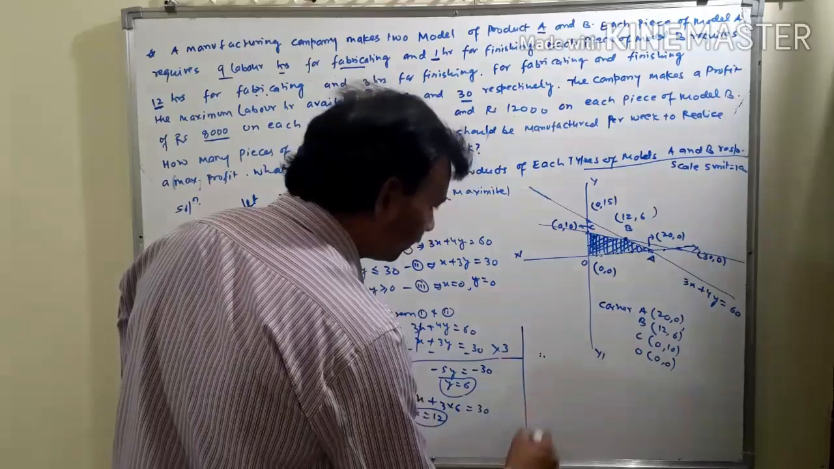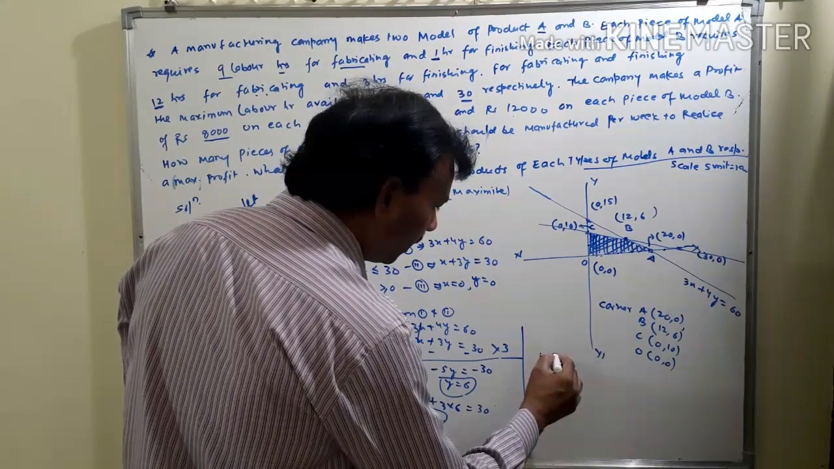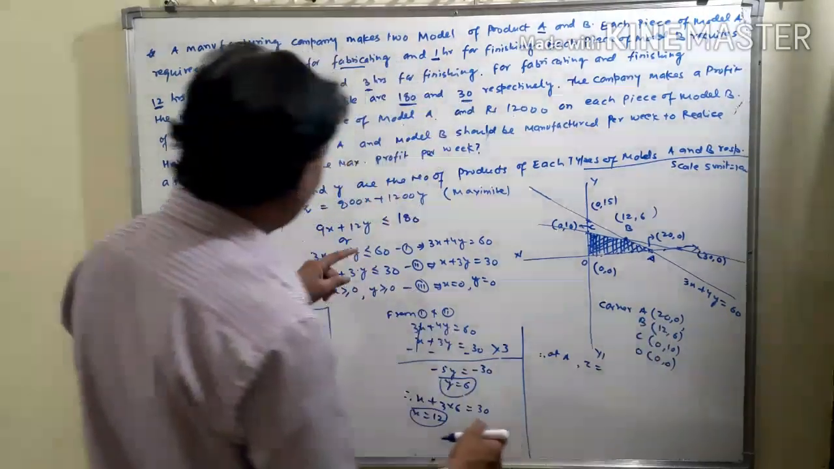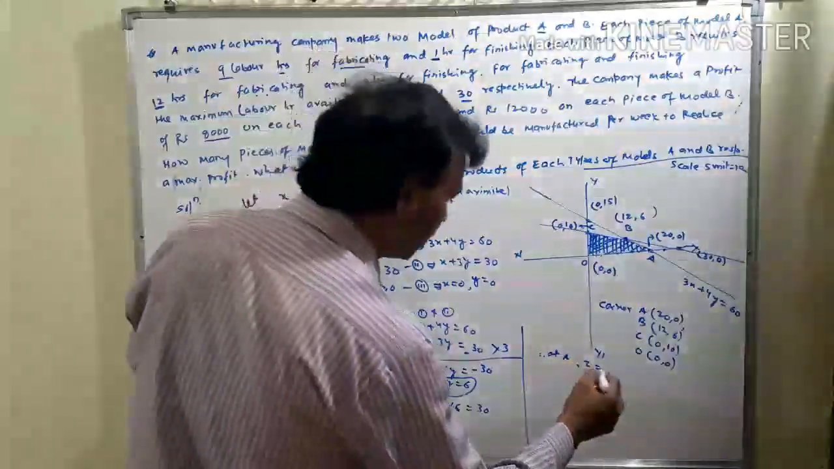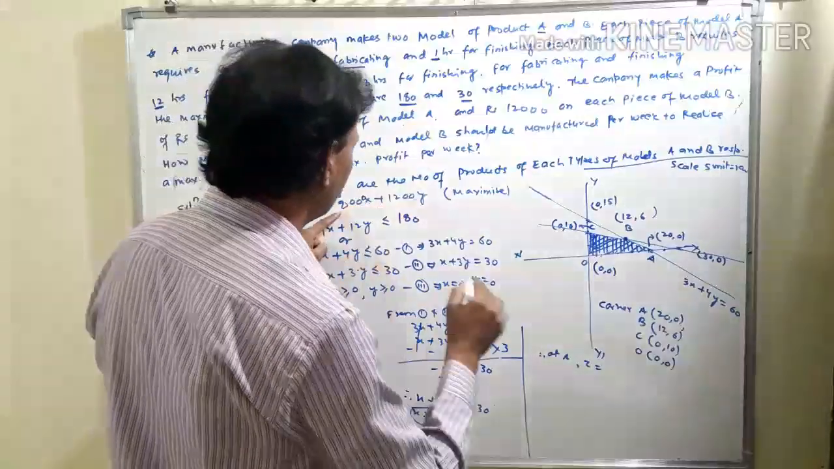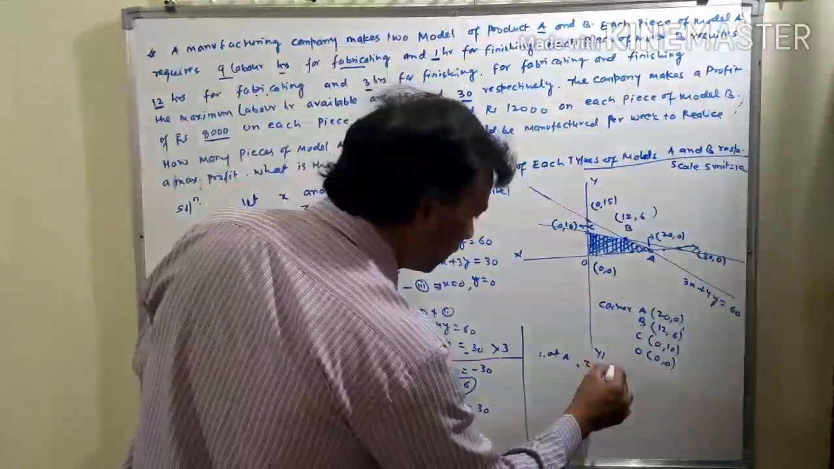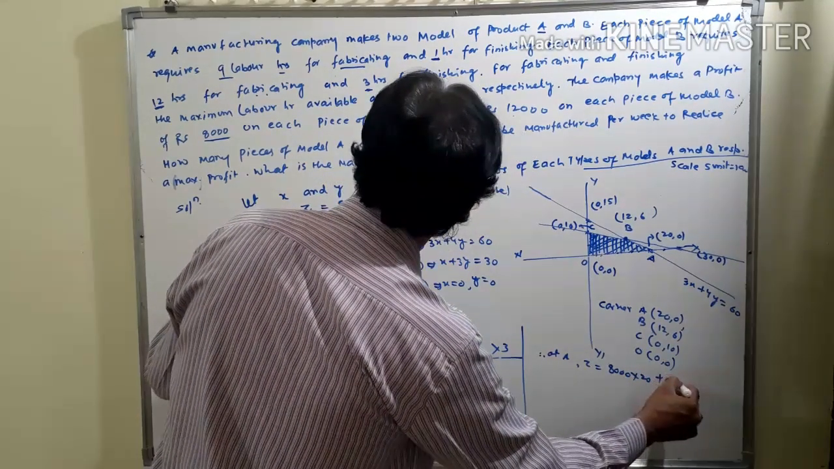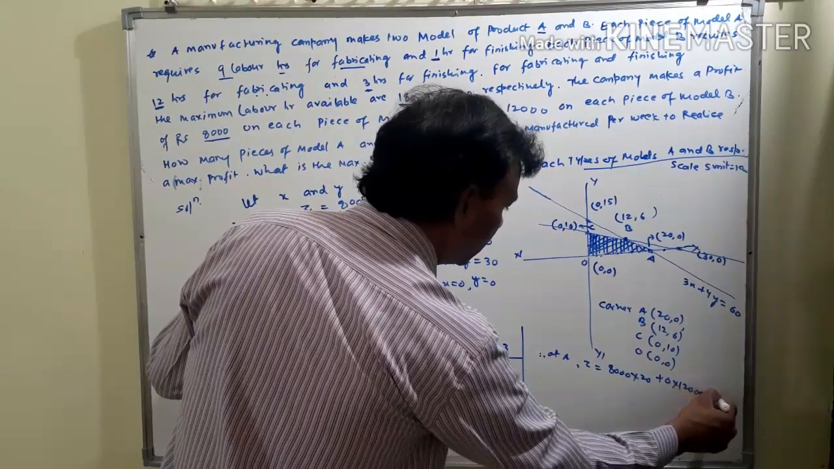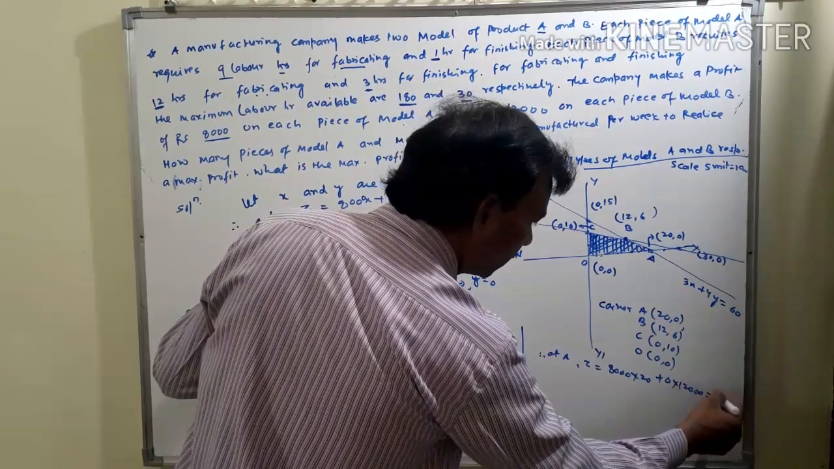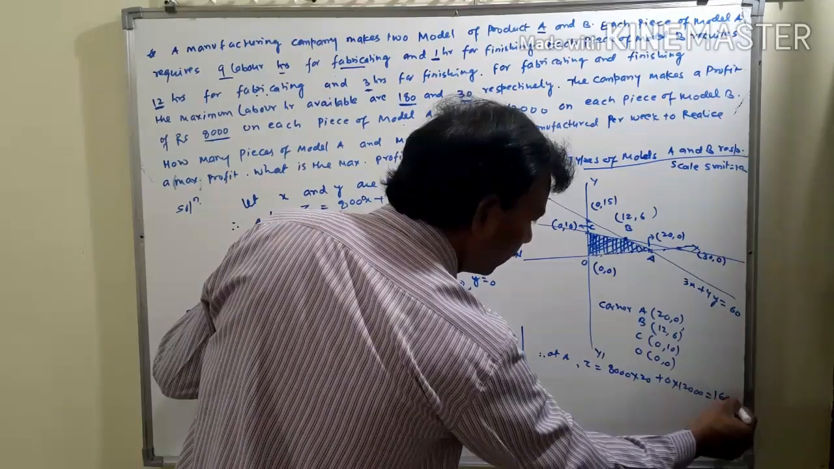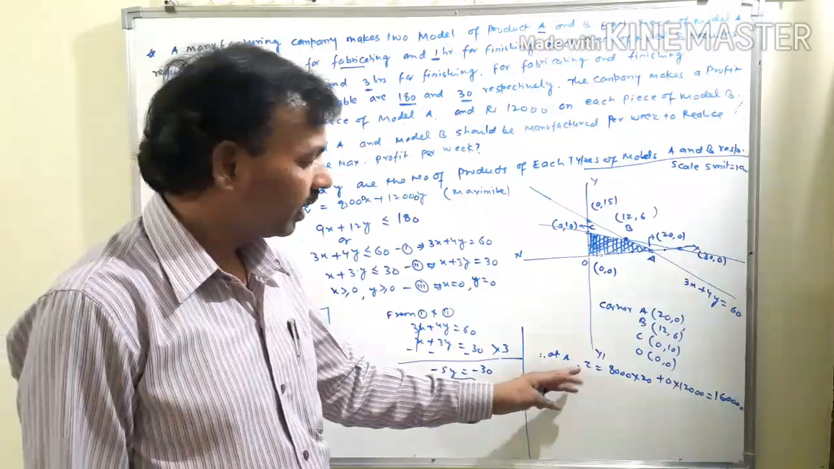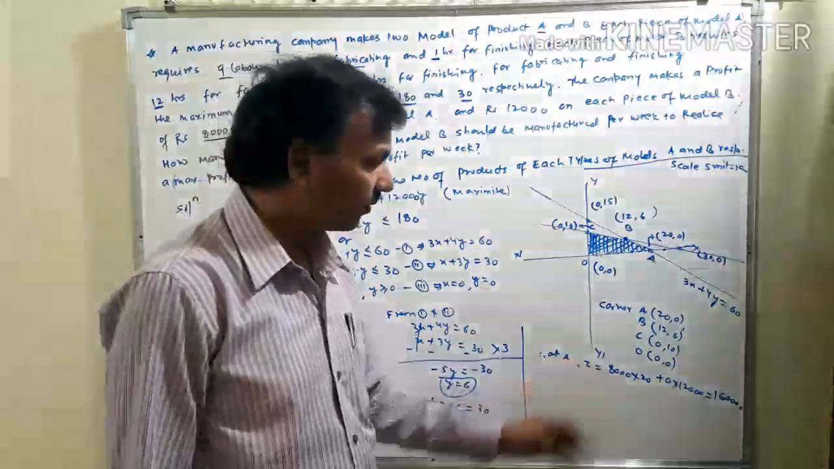Therefore at A, z equal to 8,000 into 20 plus 0 into 12,000. This will be 1,60,000. This is the profit at A.